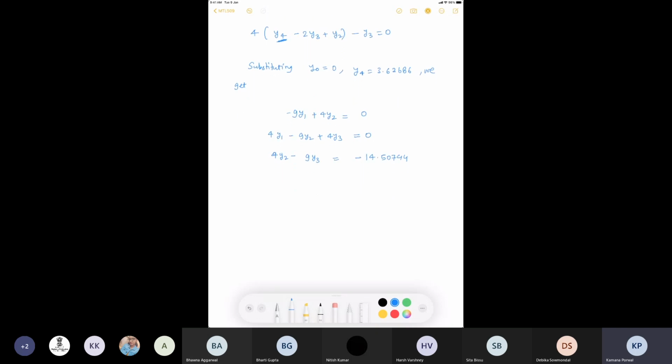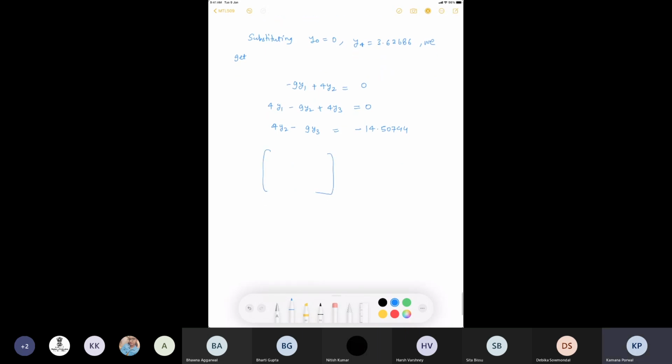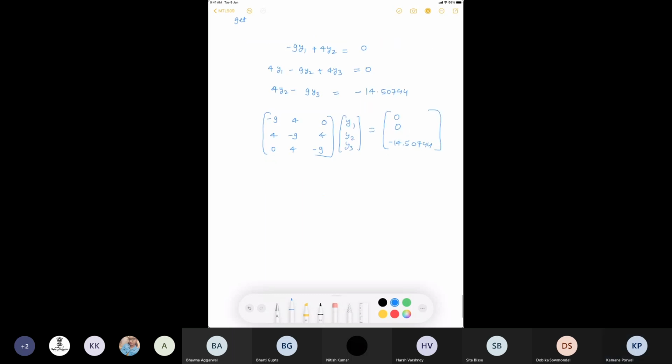So you can see here that you have 3 unknowns and 3 equations, right? So you can write this in the matrix form: minus 9, 4, 0; 4, minus 9, 4; 0, 4, minus 9, times y1, y2, y3. This equals 0, 0, minus 14.50744. Okay, so this is a 3 by 3 system of equations and you can easily solve it.